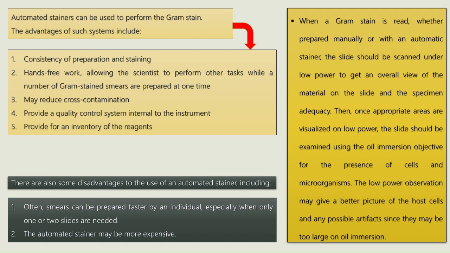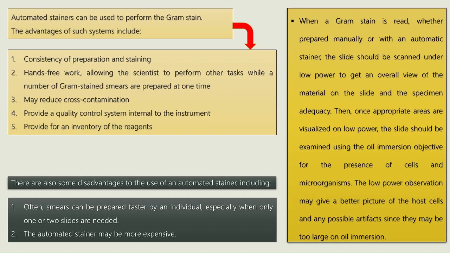There are also some disadvantages to the use of an automated stainer, including: 1. Often, smears can be prepared faster by an individual, especially when only 1 or 2 slides are needed. 2. The automated stainer may be more expensive.